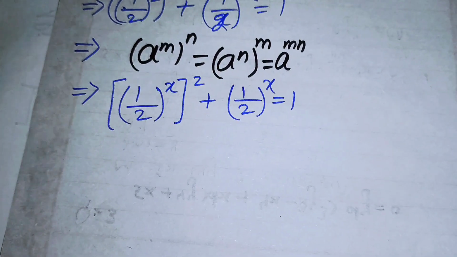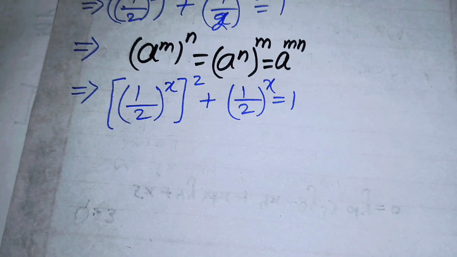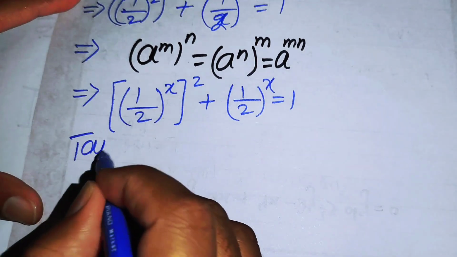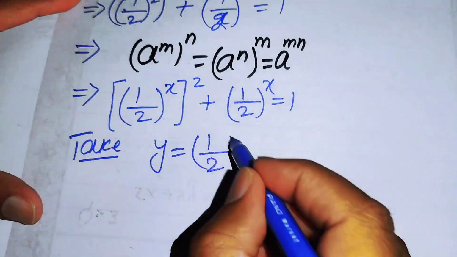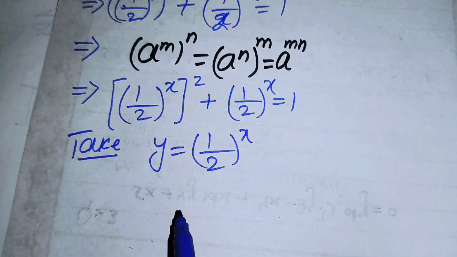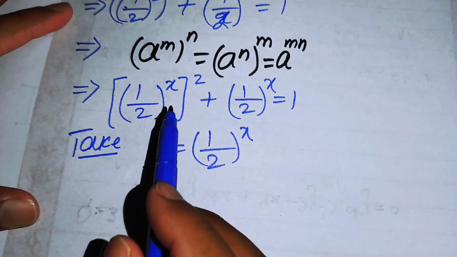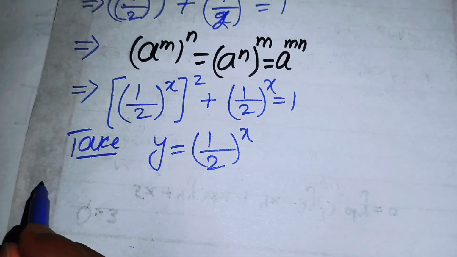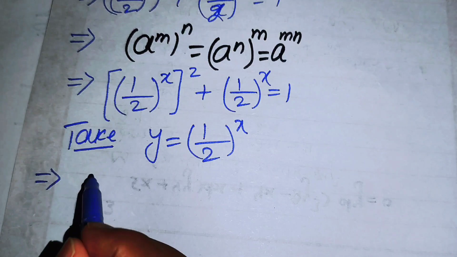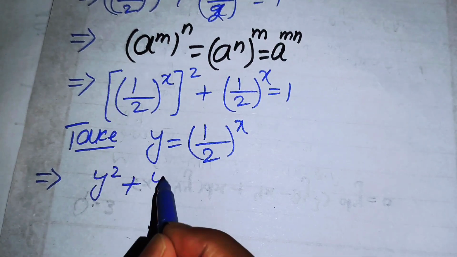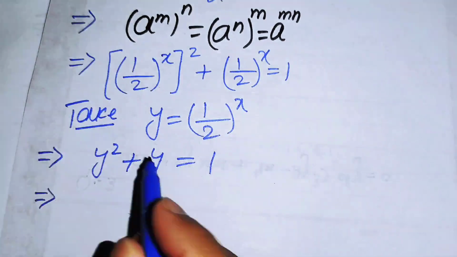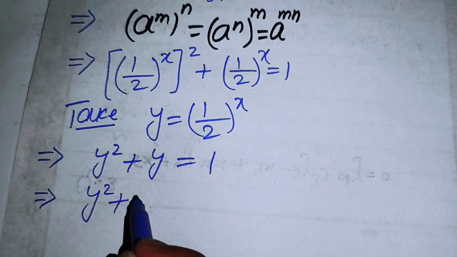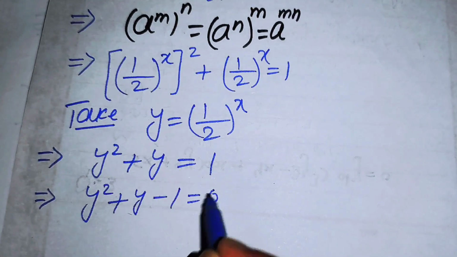Now we can make this expression in simplified form, so that we can take y is equal to 1 over 2 to the power of x. So when we take y is equal to 1 over 2 to the power of x, this exponential equation becomes a quadratic equation, which is y square plus y is equal to 1. So now we move this 1 to the left hand side, and it becomes y square plus y minus 1 is equal to 0.